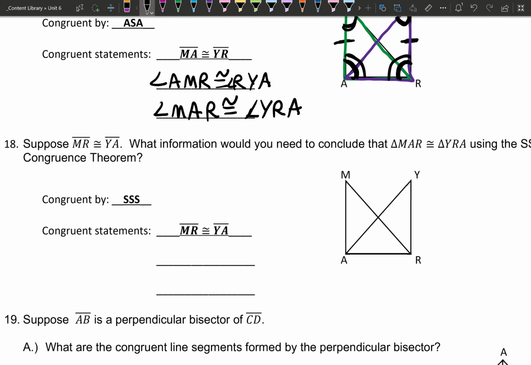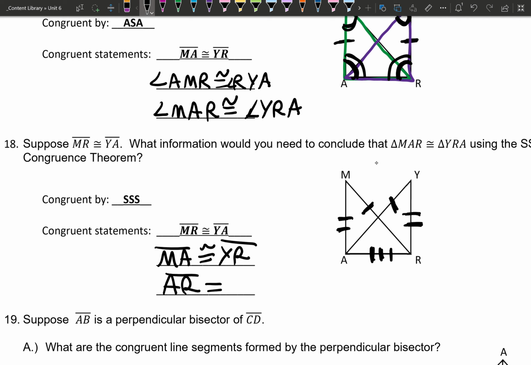Number 18, same image. Let's suppose that MR is congruent to YA, and I want this to be side, side, side. Let's see what they're missing. Well, I need these two outside sides, and then they do happen to share the bottom. Let's write down the congruency statements for the two ticks. Got MA congruent to YR, and then I got AR congruent to AR.